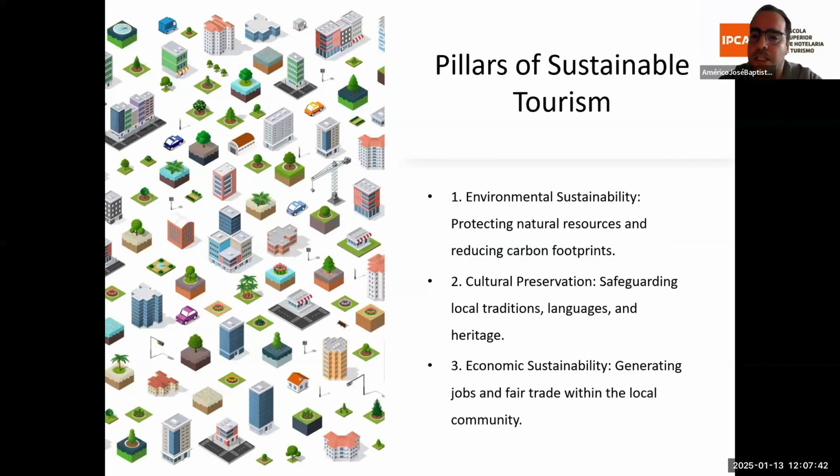I will present the major pillars of sustainable tourism. Environmental sustainability, like protecting natural resources and reducing carbon footprints. The second pillar is cultural preservation, like safeguarding local traditions, languages, and heritage. And the third pillar is economic sustainability, like generating jobs and fair trade within the local community. There are many pillars, but in my opinion, this third pillar is the most important.